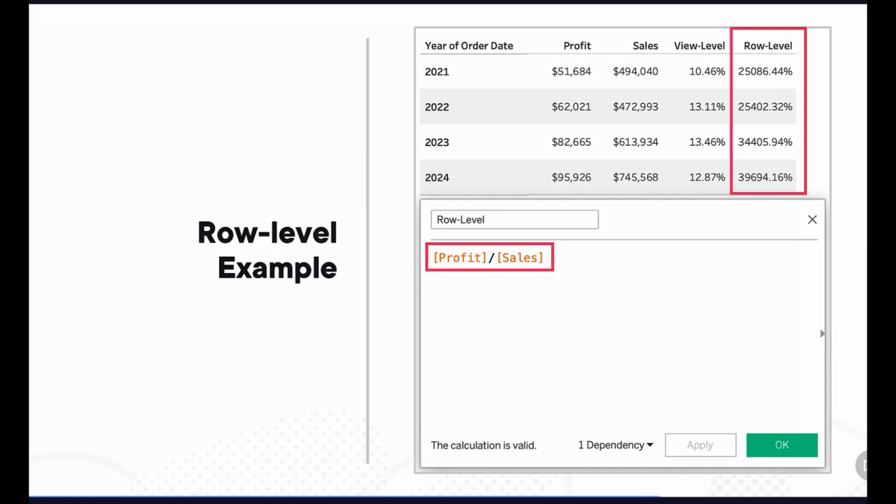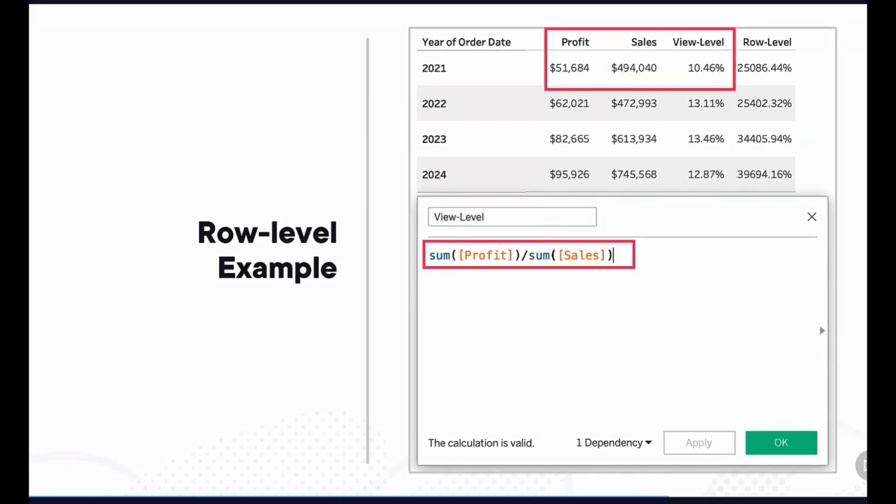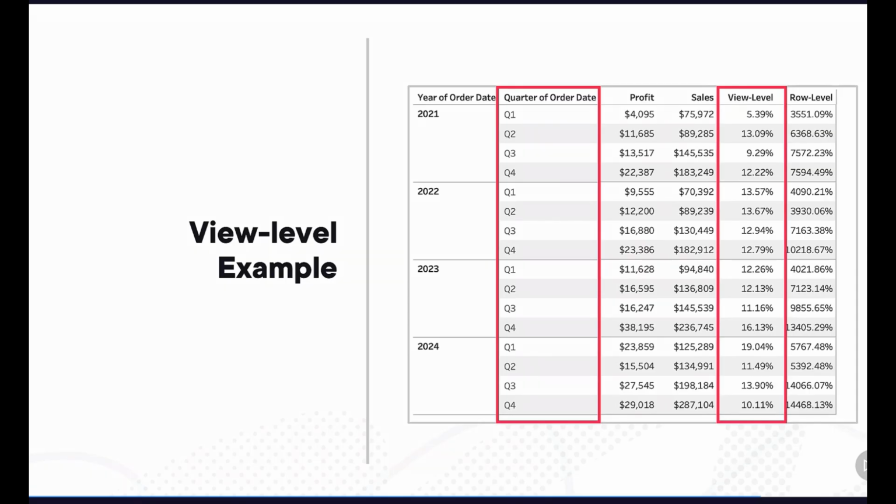On the other hand, if I wrap my profit and sales fields in a sum, this means that the dimensionality of the expressions is at view level, meaning in the 2021 example, Tableau will take the aggregated profit value of $51,684 and divide that by the aggregated sales value of $494,040, resulting in a profit ratio of 10.46%. Adding more dimensions to the same view will then break down the view level calculation accurately because Tableau looks at what fields are in the view and then outputs the result from the aggregation.